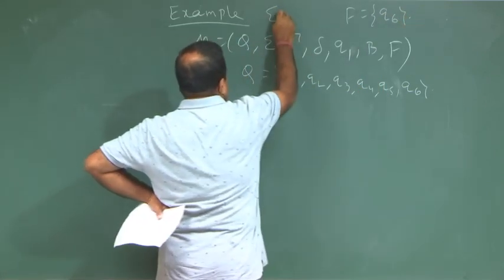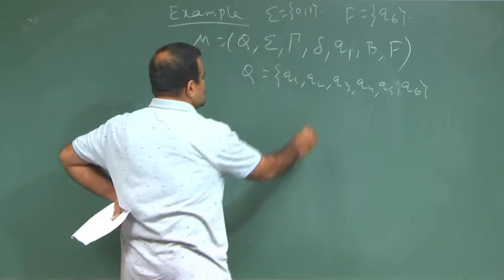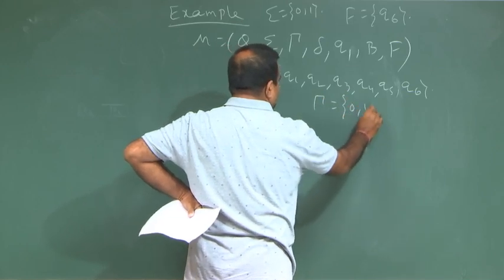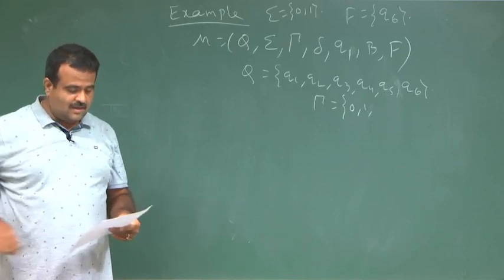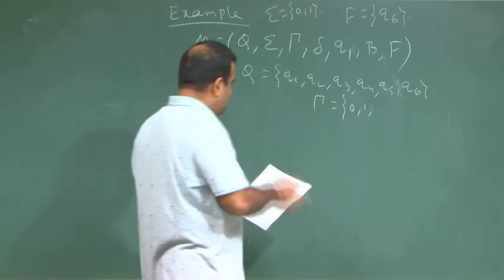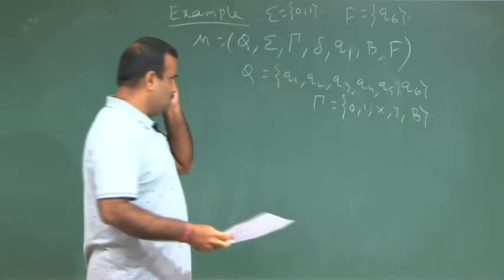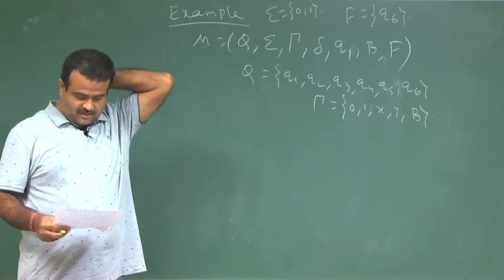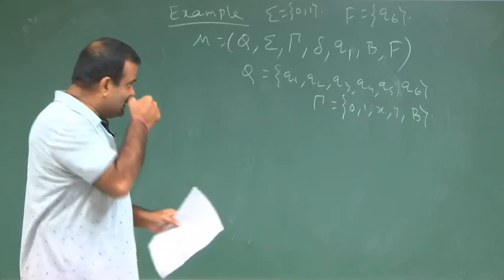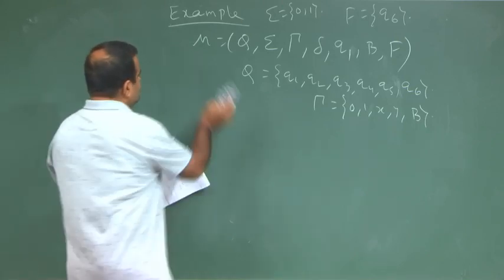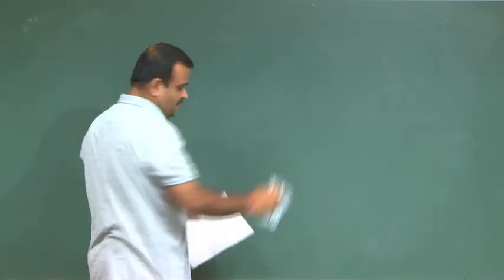The input alphabet is 0 1, and the tape symbols are 0 1 along with the blank and 2 other symbols, x and y, we take. Okay. So, this is the way we define this. Now, we need to have the transition function delta. So, we write the delta in a table.